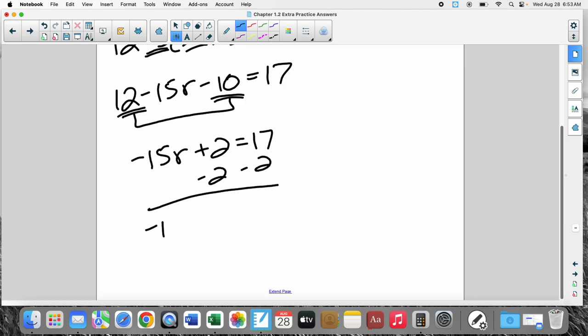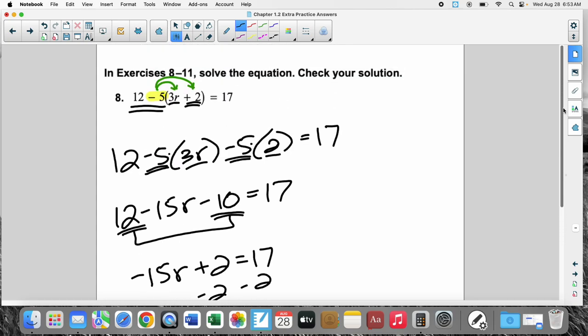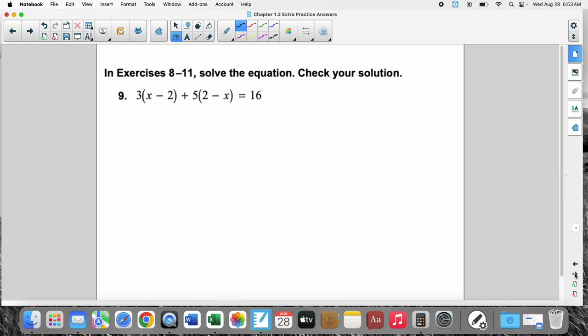Now this is a two-step, and we get -15 divided by -15, r equals -1. Really good problem. Most students are going to make their mistake and do 12 minus 5 and distribute the 7. Big problem. Not what you should be doing. Love that problem.